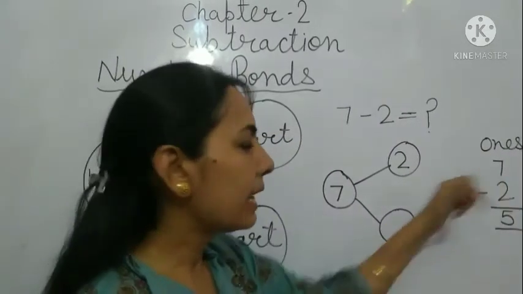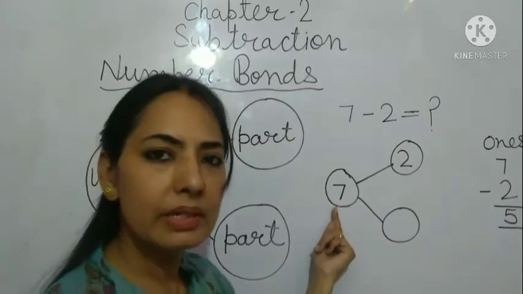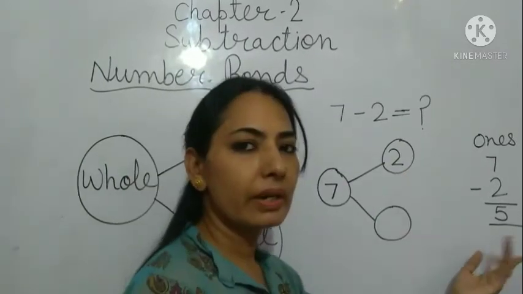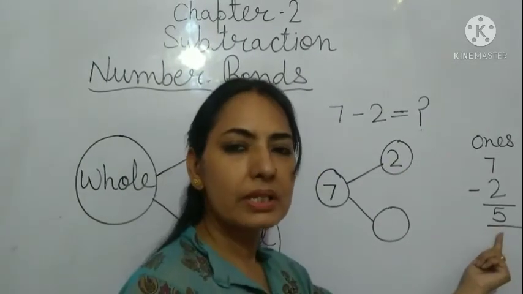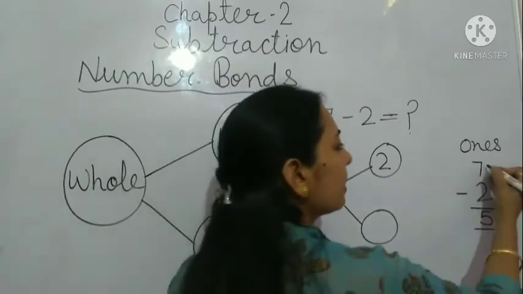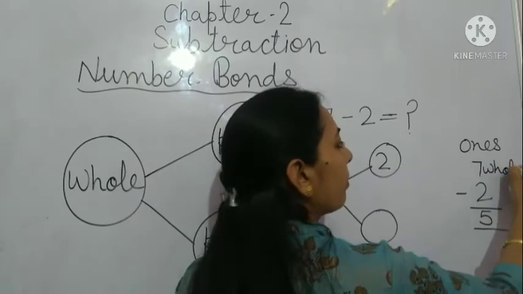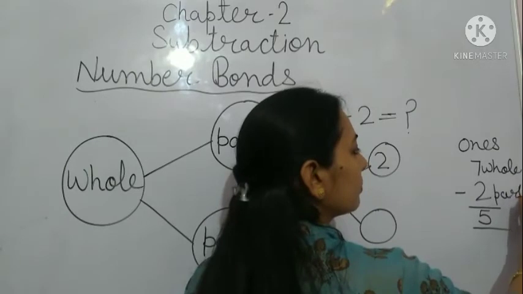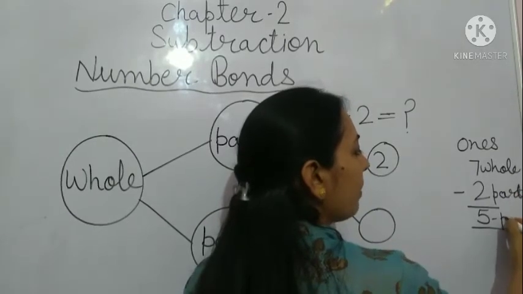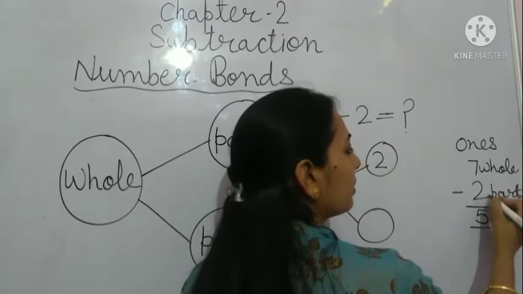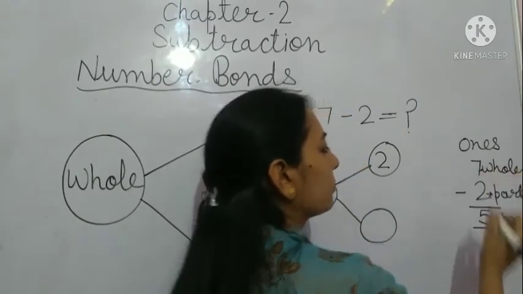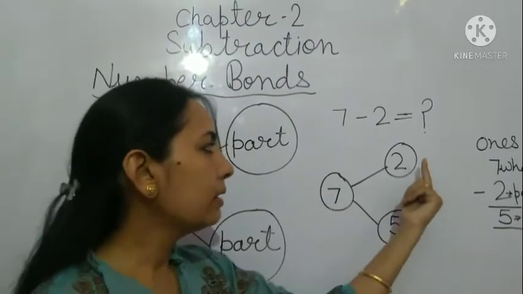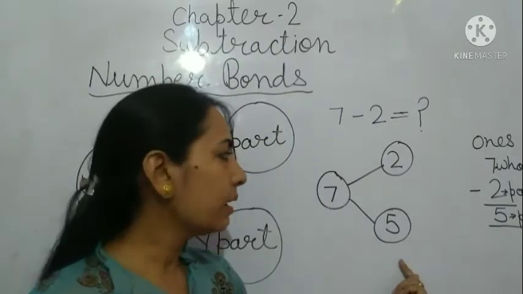So as we know, 7 is a whole number. 7 हमारे पास whole number है, and we have 2 as a part here, and now we have to find another part. So we got here 5. So this is another part of 7. So we can write here whole, and this is part, and this is also part. So this is whole. So you can say 5 is another part. So whole and part. So this is our another way, number bond.